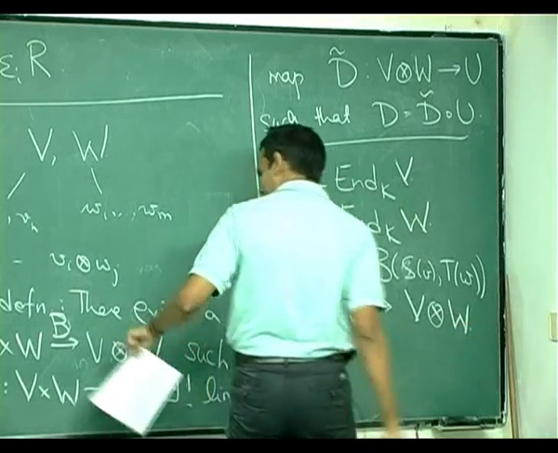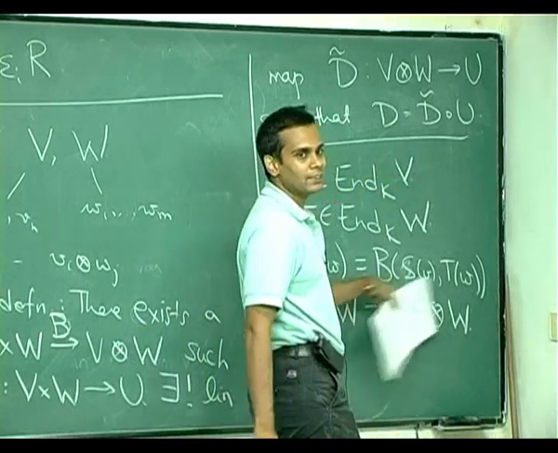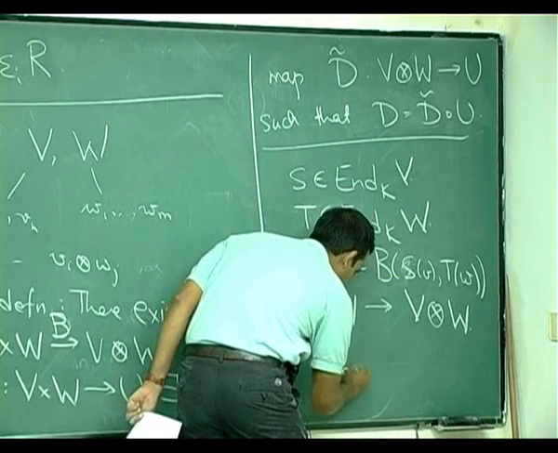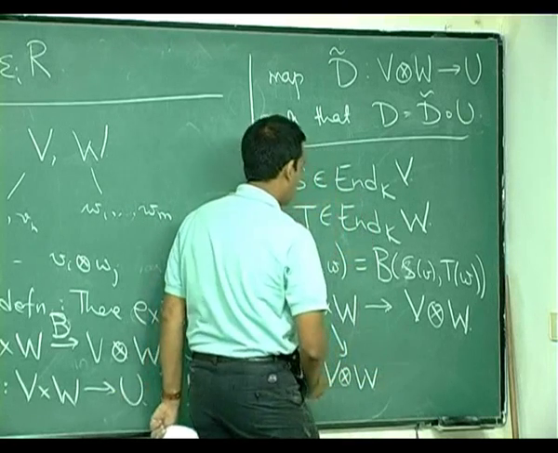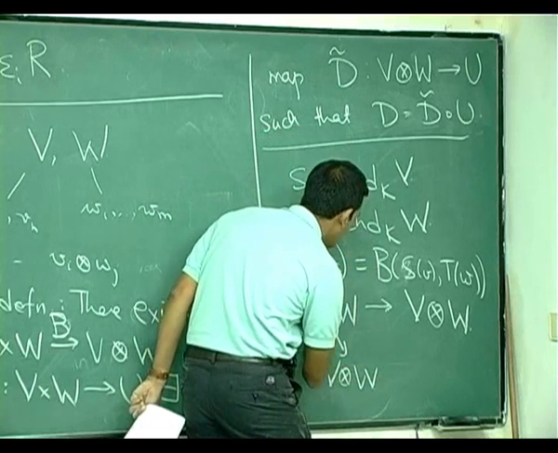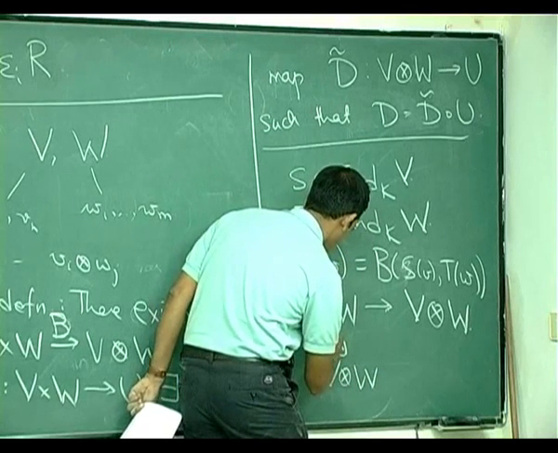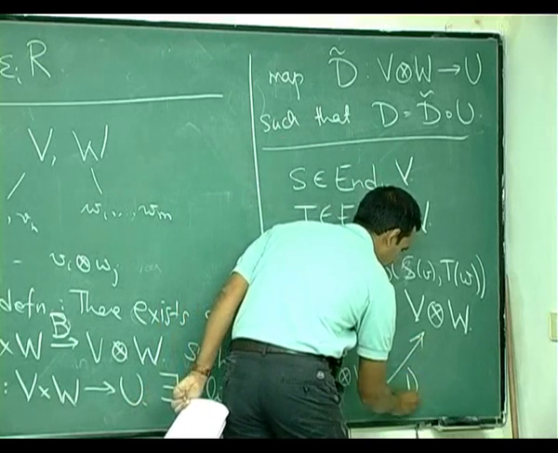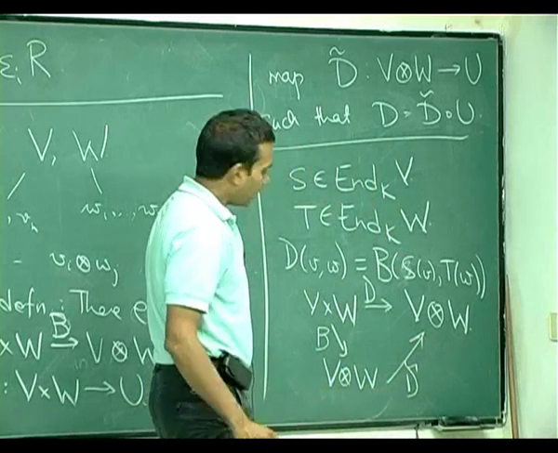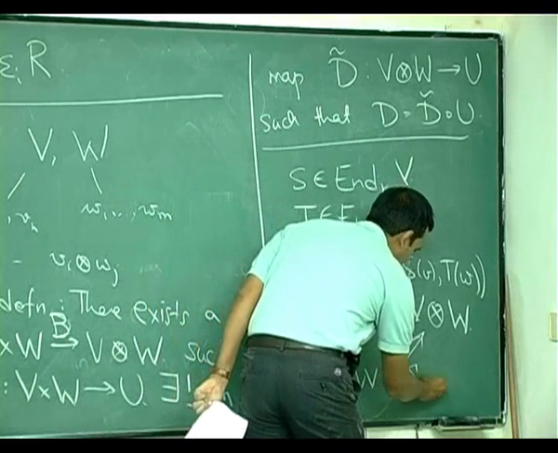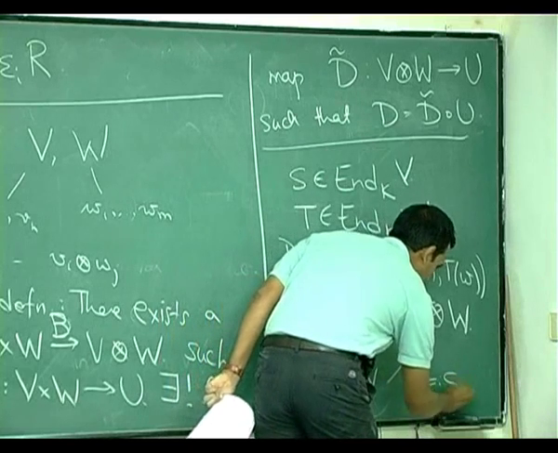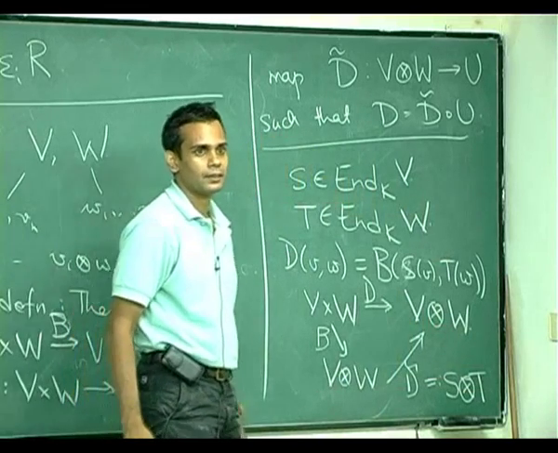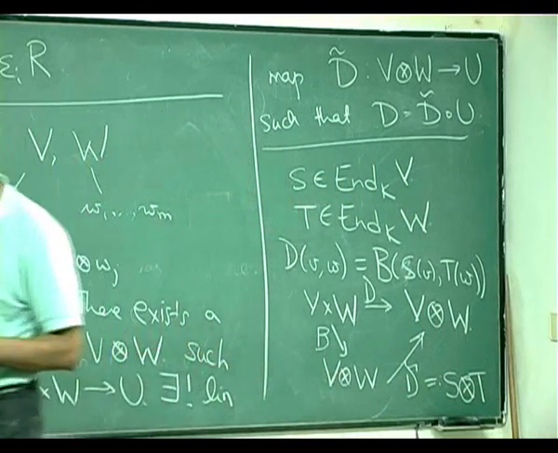So according to this definition, there should be a linear map from V tensor W to V tensor W. So usually you draw a picture like this. So here we've got B, and this is D, and there's a linear map D tilde. Okay, and in concrete terms, this ends up being what is called the Kronecker tensor of S and T.